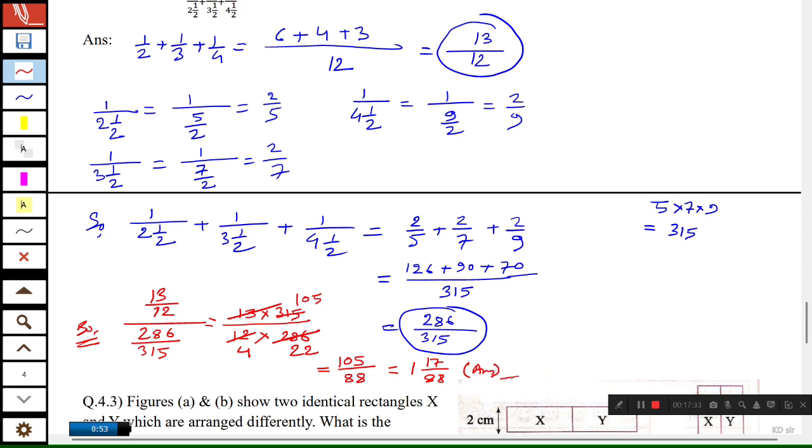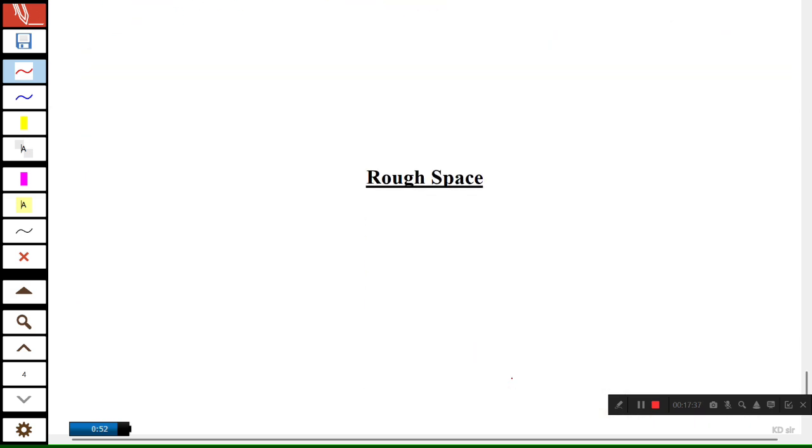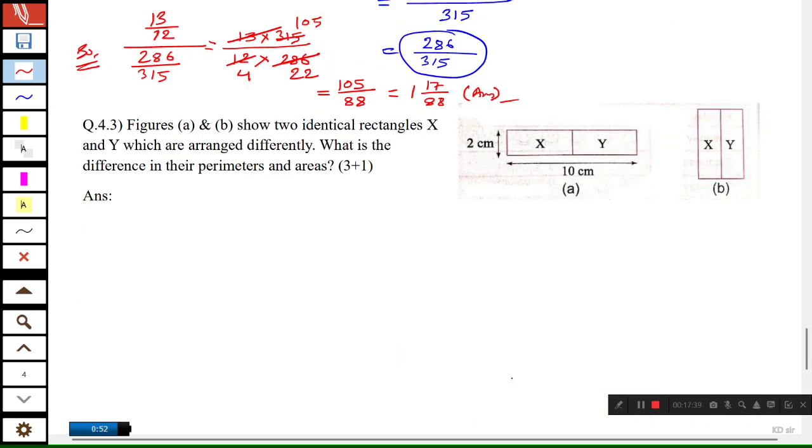Okay. Next, and I think this is the last question. Figure A and B are shown in an identical rectangle. So these two are two rectangles, X and Y, placed in two different ways. This is side by side, and this one is placed lengthwise. What is the difference in their perimeter and the area?